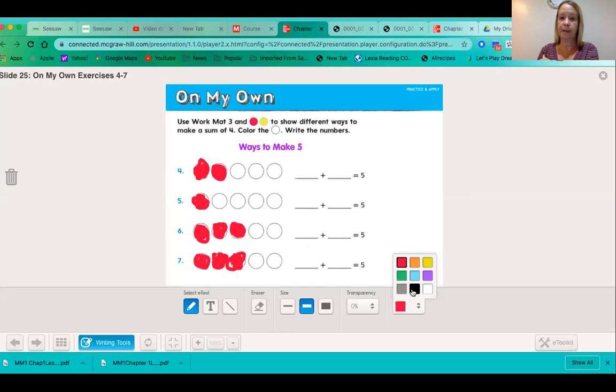I will use my black for writing. 2 plus 3 equals 5. 1 plus 4 equals 5. 3 plus 2 equals 5.